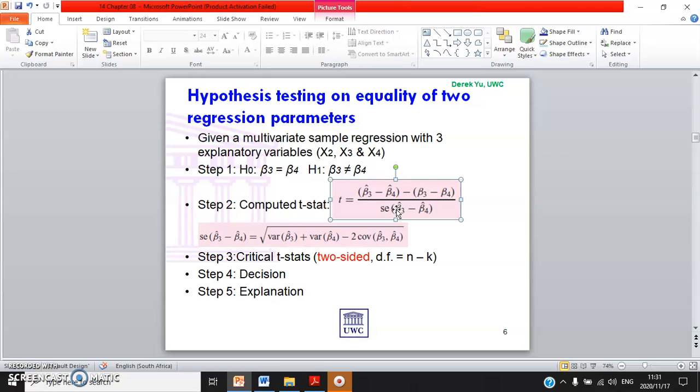The computed t-stat must be given to you in the formula sheet. So (B3 hat minus B4 hat) minus (B3 minus B4). If we want to test if B3 equals B4, then the difference between the two would be 0, so this thing would fall away. Divided by the square root of the variance of B3 hat, which is the standard error of B3 hat squared, plus the variance of B4 hat, which is the standard error of B4 hat squared, minus 2 times the covariance between B3 hat and B4 hat. The covariance must be given to you.